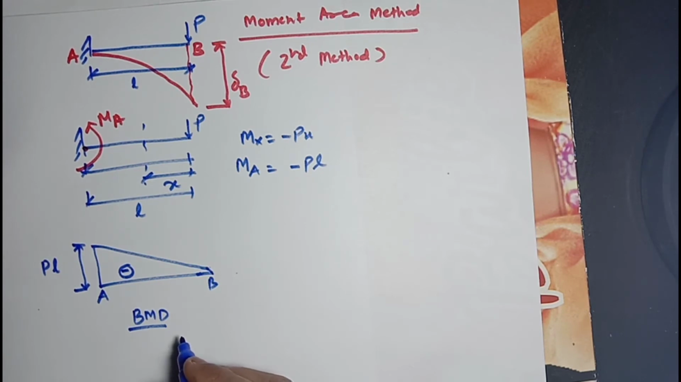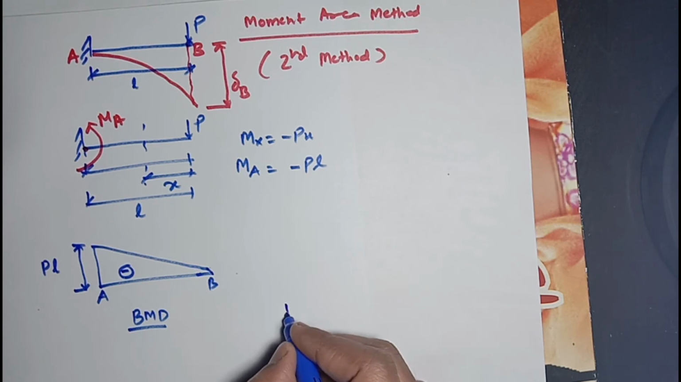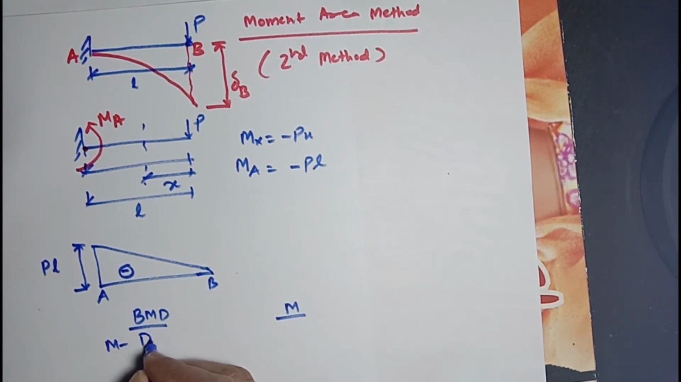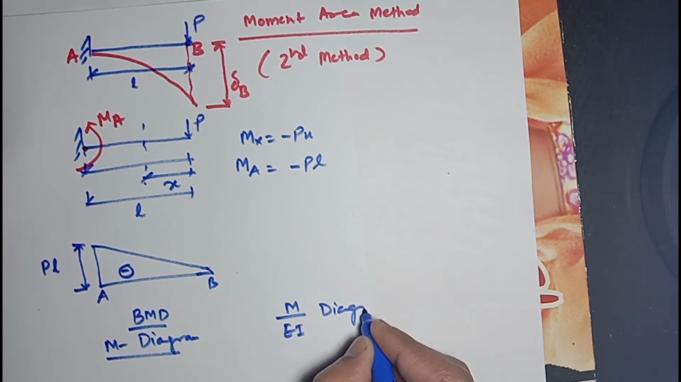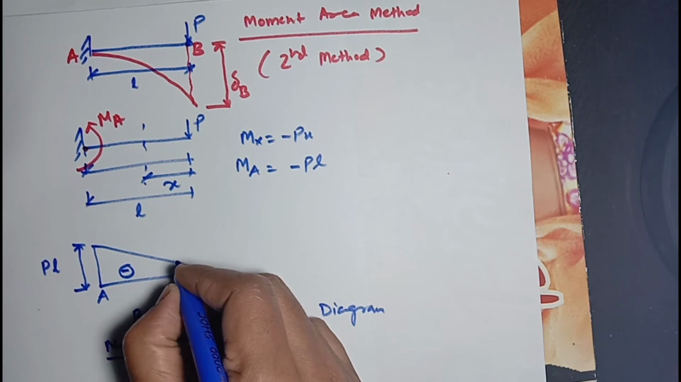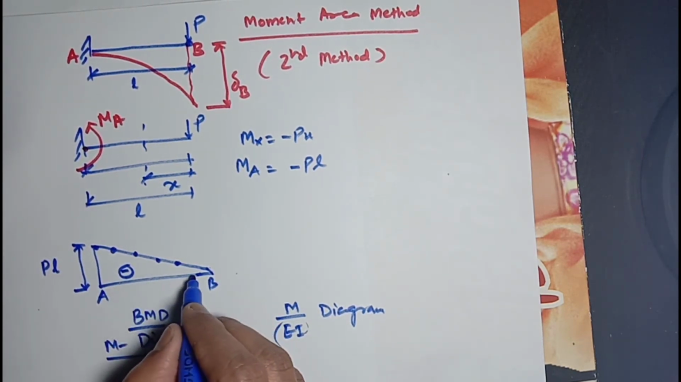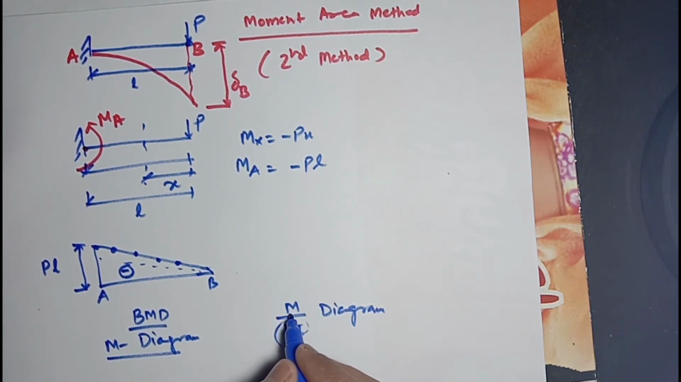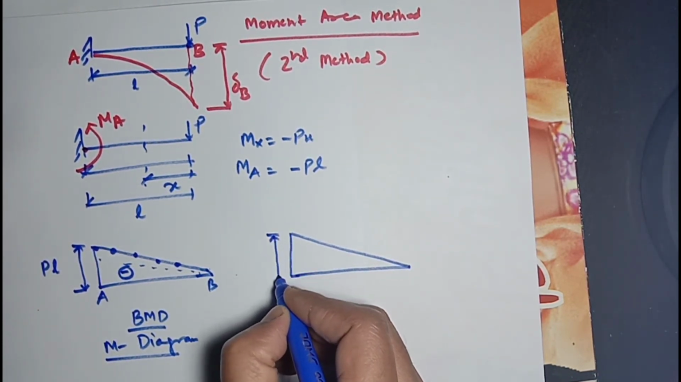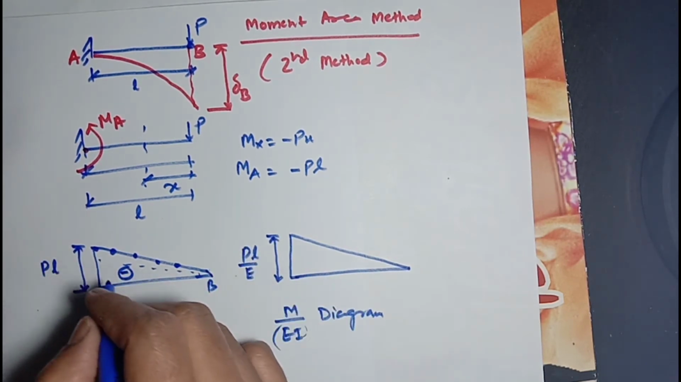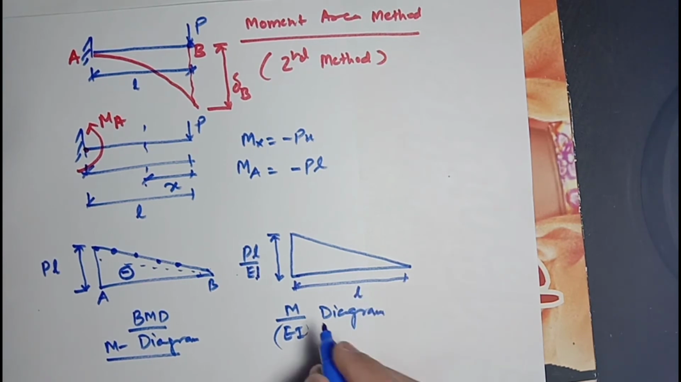Now, for calculating the deflection at point B, we need to draw an M over EI diagram. It means the bending moment at every point is divided by the constant value EI. So the profile will be the same, but its value will be lesser than this, because we are dividing the whole moment by a constant value of EI. So the M over EI diagram will be somewhat like this. The value at the last point is PL, so dividing PL by EI, it will be PL over EI. The span will be the same, that is L.